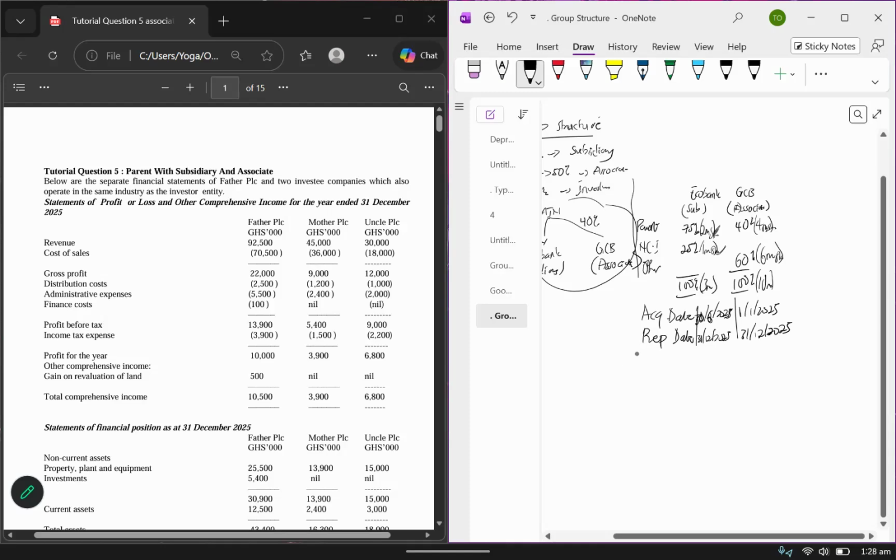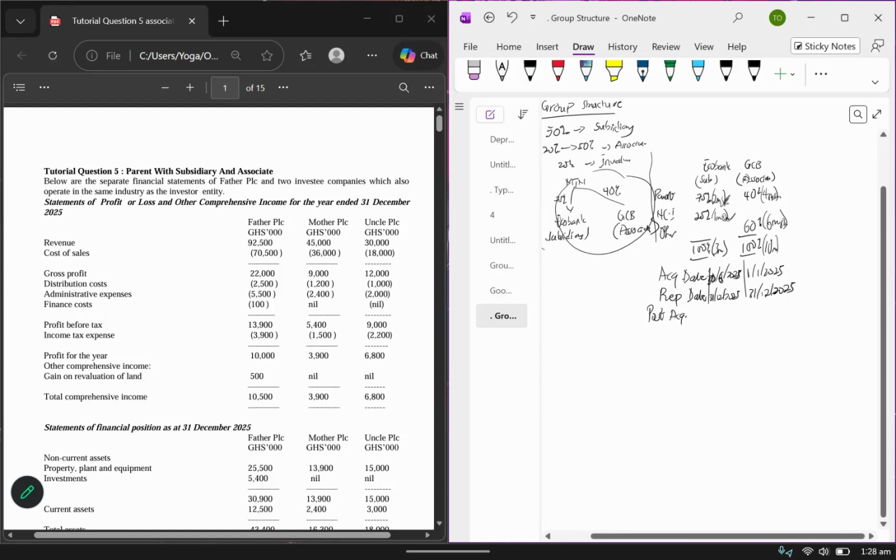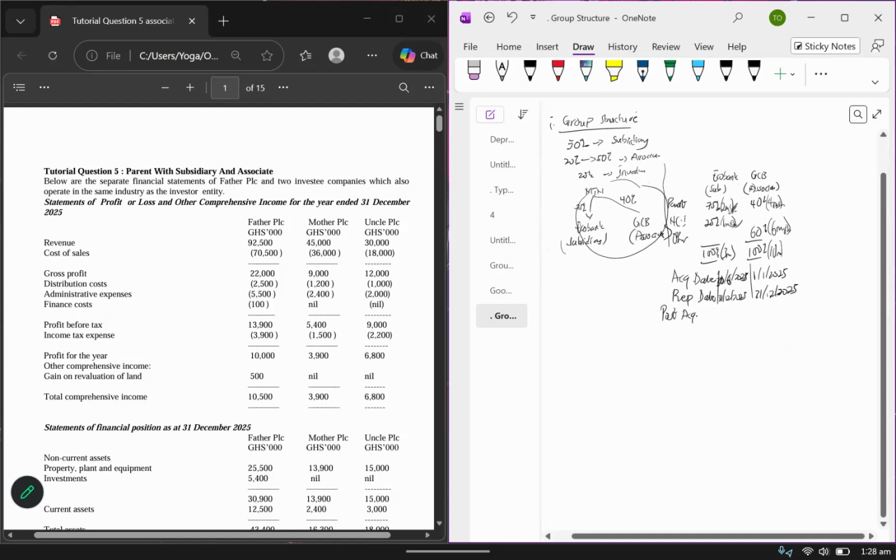So you see that the reason why we've been doing the acquisition and the reporting date is basically to help us find the post-acquisition period. Okay, and then please don't forget to do your post-acquisition period when you are doing the group structure because you are really going to need it. I've seen a question where we were told to only prepare the statement of profit or loss. You might not need all the computations in the five basic workings to prepare that one, but you definitely have to do the group structure and look for your post-acquisition period.